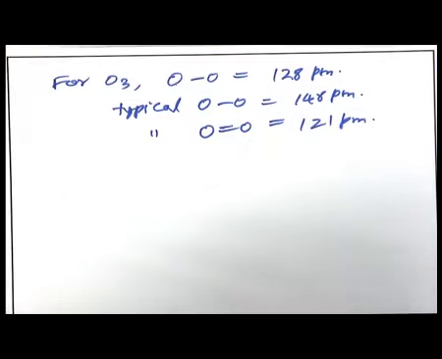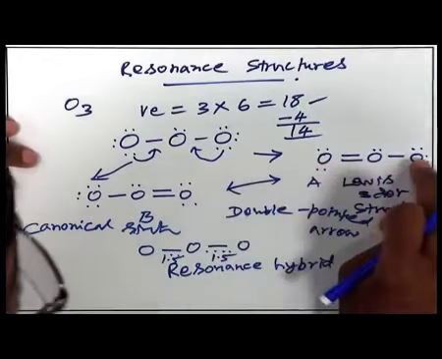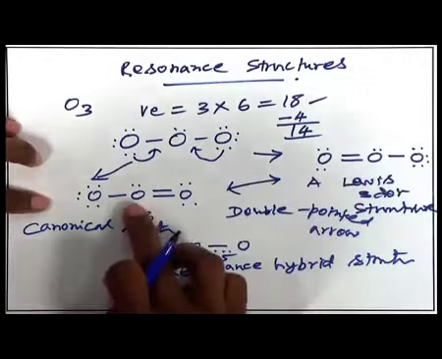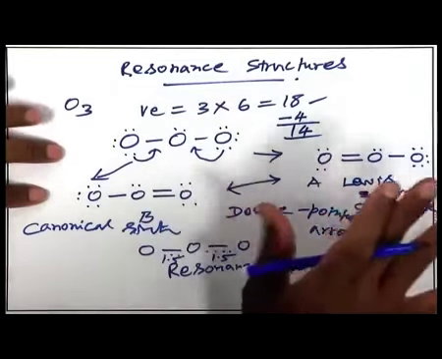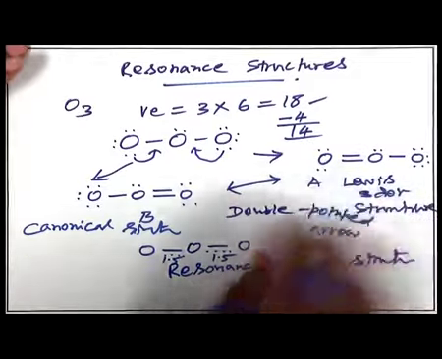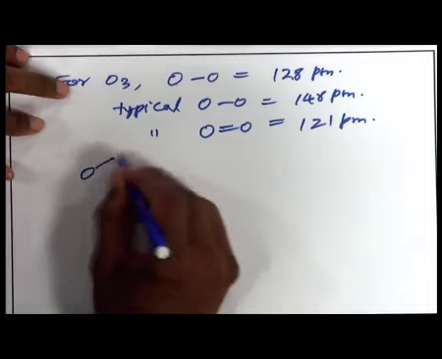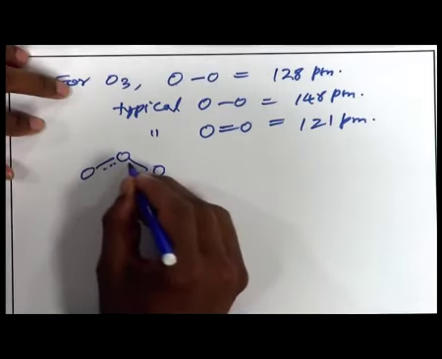Now, one more thing is that what I drew for O3 is a linear structure. These two structures are correct as far as the Lewis dot structure is concerned, but the actual structure of O3 is not linear, it is bent. Actually, it is a bent O like that, its structure is like that.